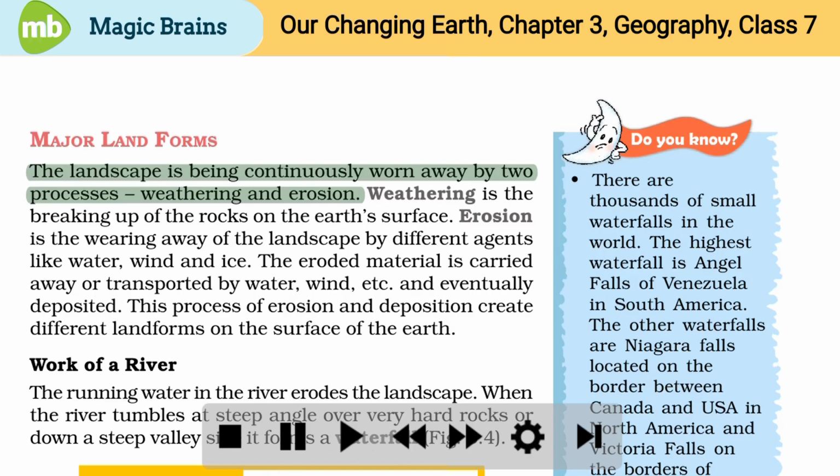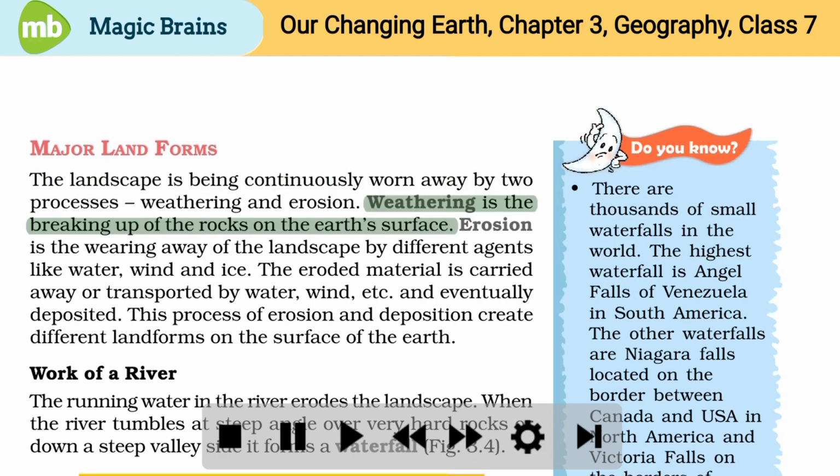Page 15. Major landforms. The landscape is being continuously worn away by two processes, weathering and erosion. Weathering is the breaking up of the rocks on the Earth's surface. Erosion is the wearing away of the landscape by different agents like water, wind, and ice. The eroded material is carried away or transported by water, wind, etc., and eventually deposited.